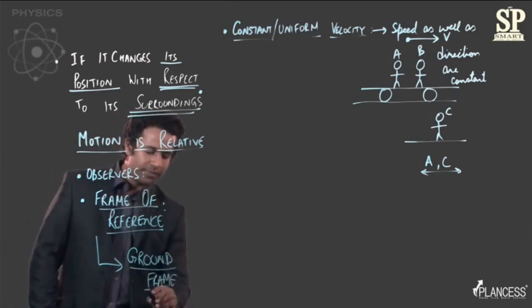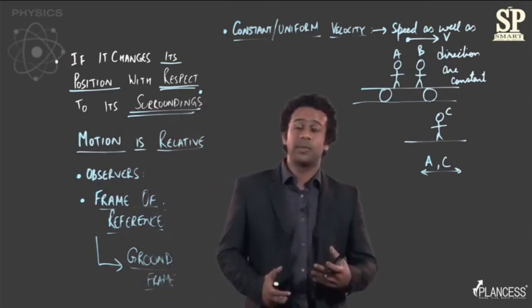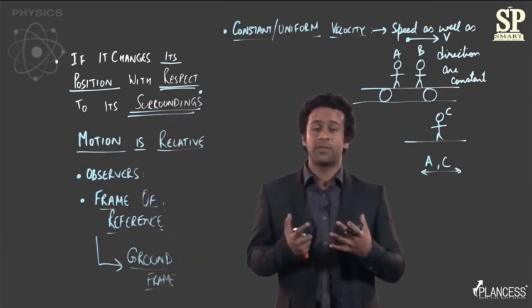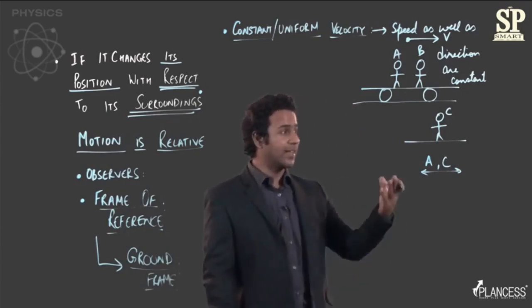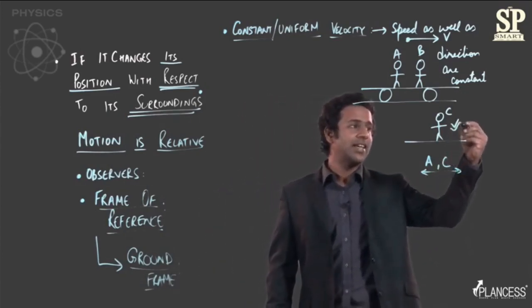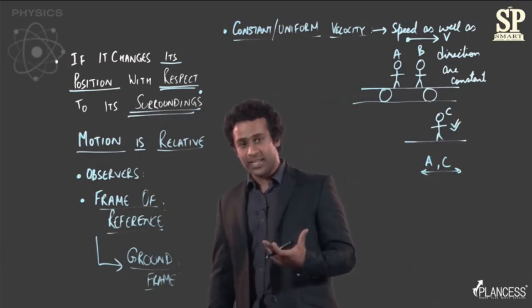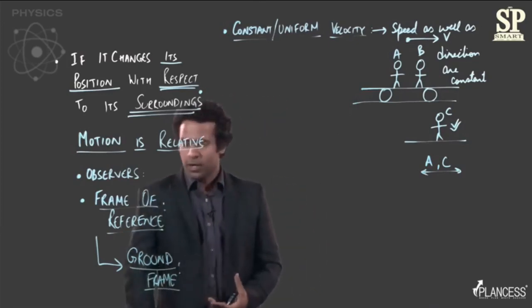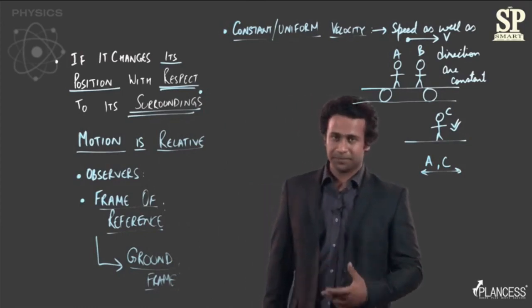So ground frame is a frame, as the name suggests, that would be the frame of reference of an observer who's standing stationary on the ground. Like in this case, we could say that C is a ground observer, or that the frame of reference of C is the ground frame. So ground frame is basically the frame that we assume is stationary, right?